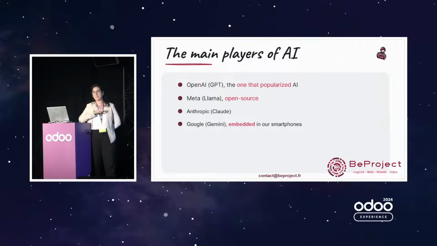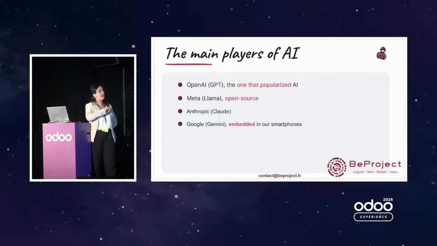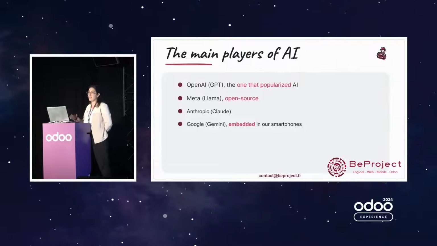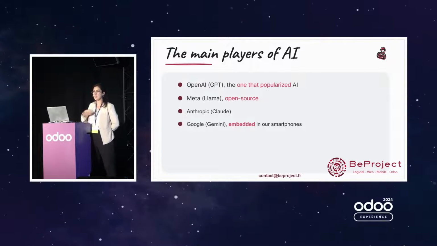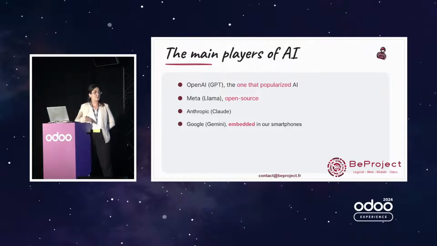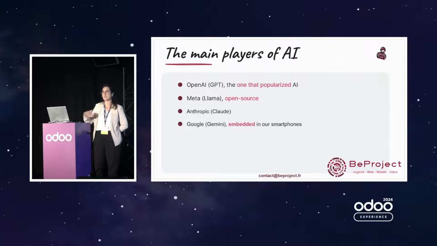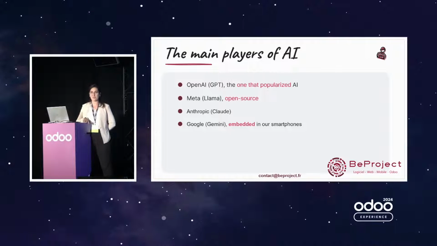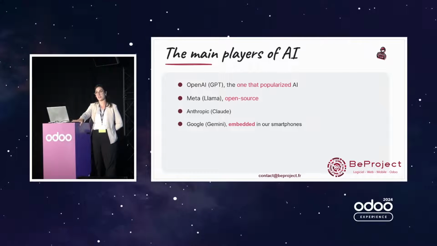here are some main players of AI and their main models. We have OpenAI with their model GPT. It's the one that popularized AI and brought it into our everyday life. We also have Meta with their model Llama. It's an open source model like Odoo. We also have Anthropic with their model Claude. It's a kind of GPT. And finally, you have Google with their model Gemini, and that's the AI that is now embedded in your Android smartphones.